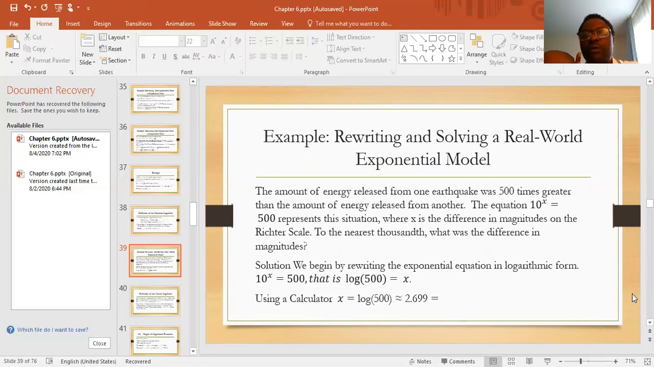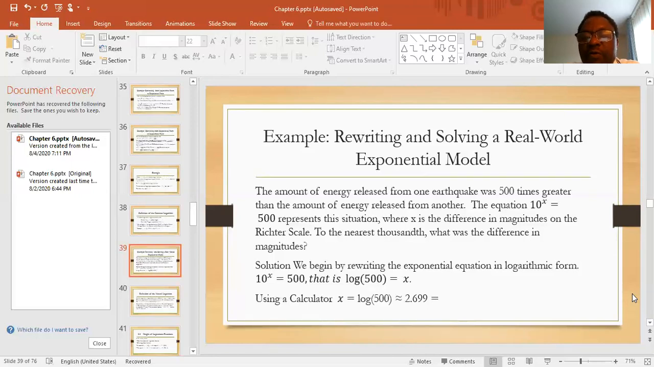So in this example, we are looking at how to rewrite and solve a real-world problem exponential model. Example, the amount of energy released from one earthquake was 500 times greater than the amount of energy released from another one. The equation 10 raised to power x equals 500 represents this situation, where x is the difference in magnitudes on the Richter scale to the nearest thousandth. What was the difference in magnitude?